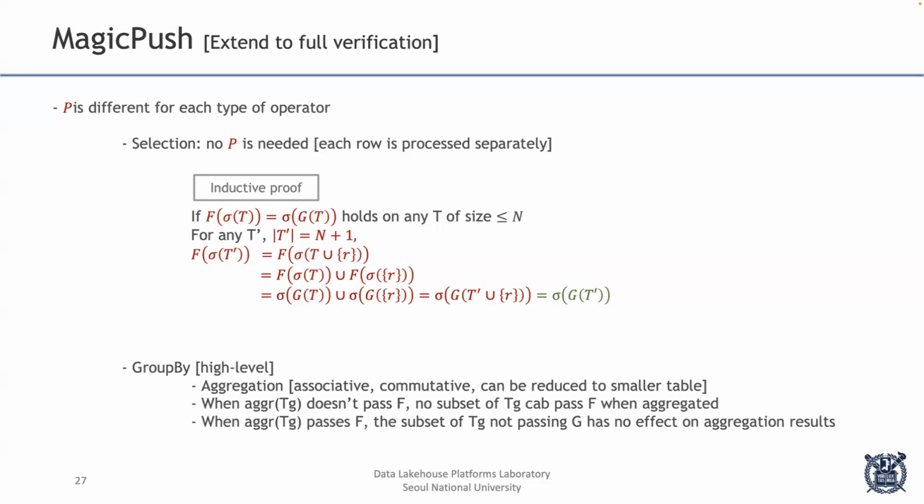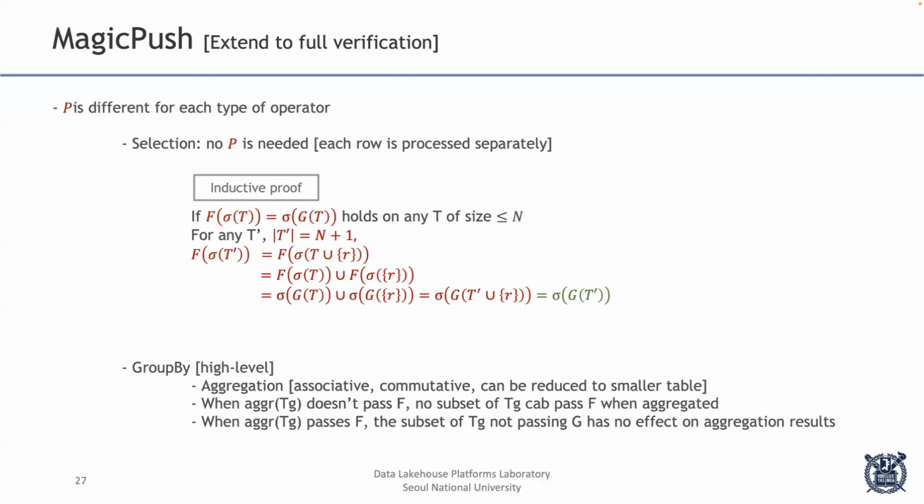So it's summarized a little bit in a high level. It includes 3 preconditions. One is that the aggregation is associative, commutative, and can be reduced to a smaller table. It means the order of the columns does not matter if we are doing the group by. So when the aggregation cannot pass F, then there's no subset that can pass F. For example, in maximum aggregation, when the maximum of a certain, how to say, revenue, for example, is less than 1,000, any subset of this group is still smaller than 1,000.